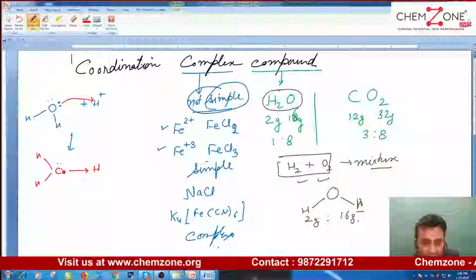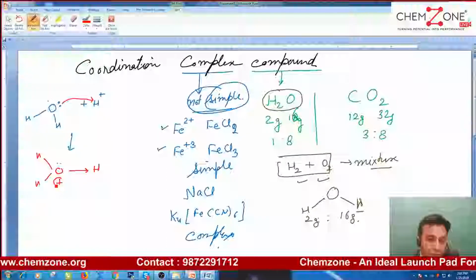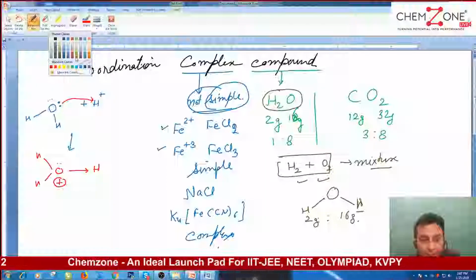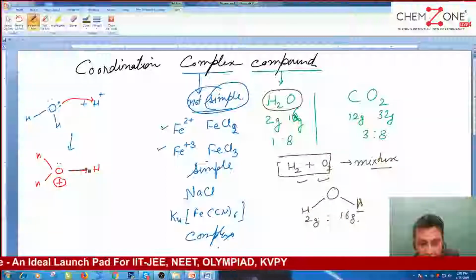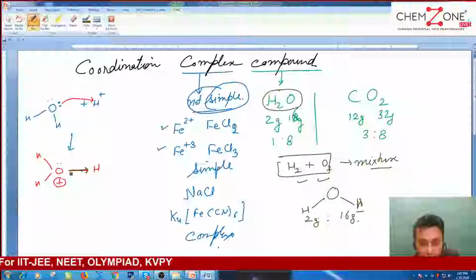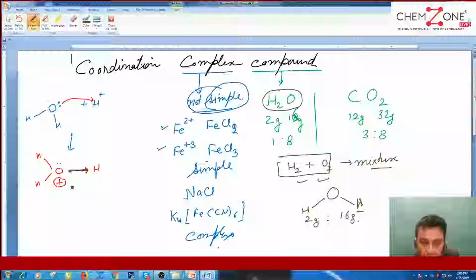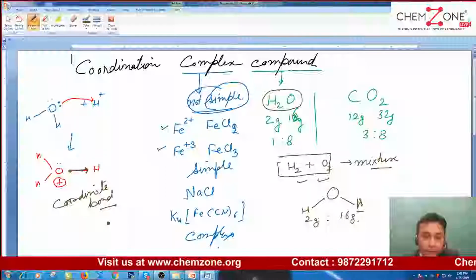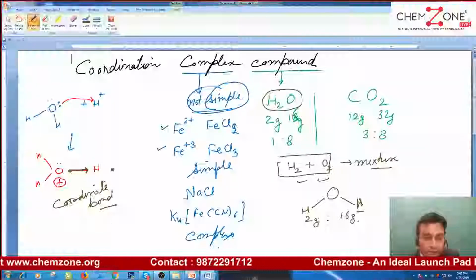And in this way it has lost one electron and acquired a positive charge. So this bond formed between oxygen and hydrogen, in which the sharing is between the two atoms, but the pair is donated by one atom only, that is oxygen. This bond is called a coordinate bond. It is different from a covalent bond, in which both atoms share one electron each. So this is the coordinate bond.